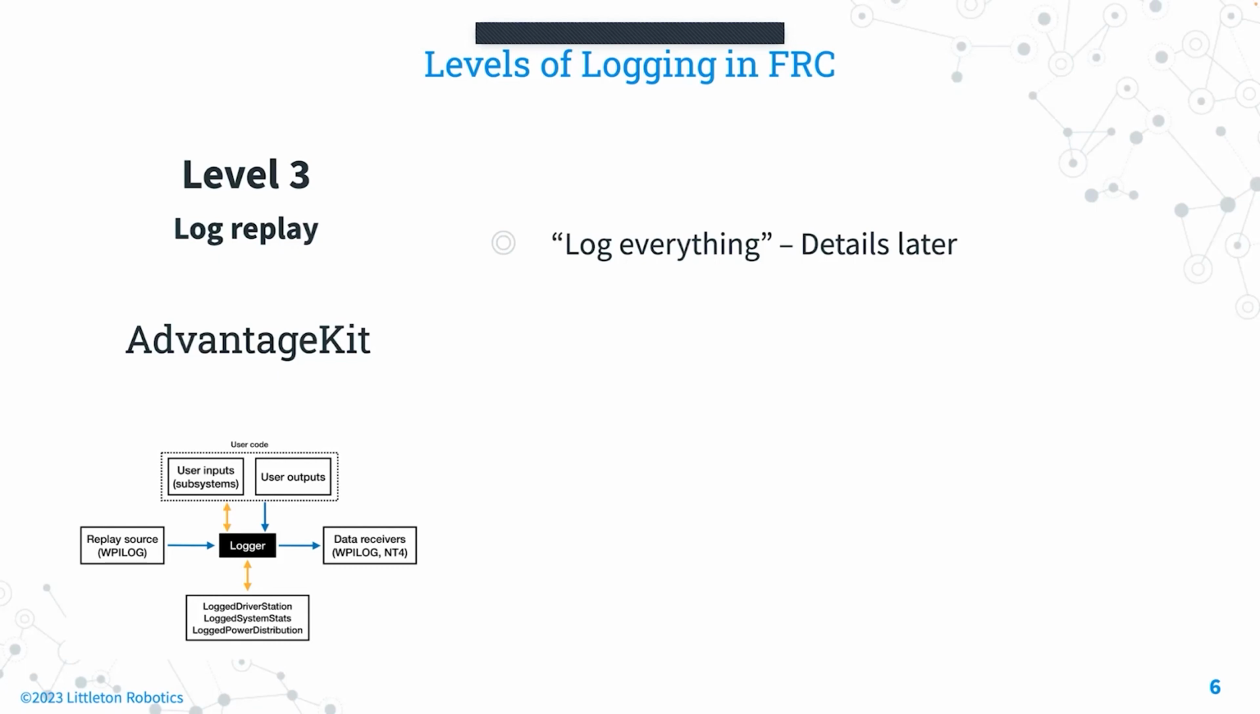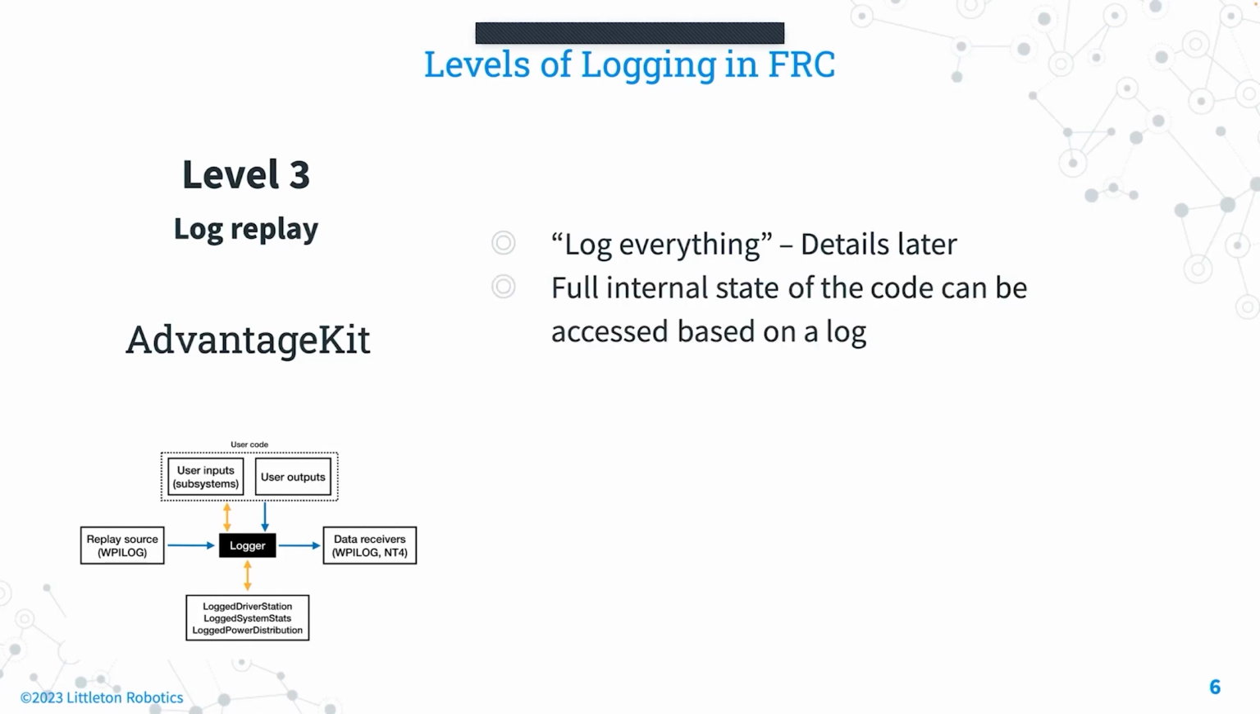But essentially, the goal of level 3 logging is that we can replay the entire internal state of the code based on a log file. So we can inspect literally down to each line what the code was doing after a match. So it's very powerful. And there's never a risk of not logging enough fields because you can always go back to the internal state of the code.